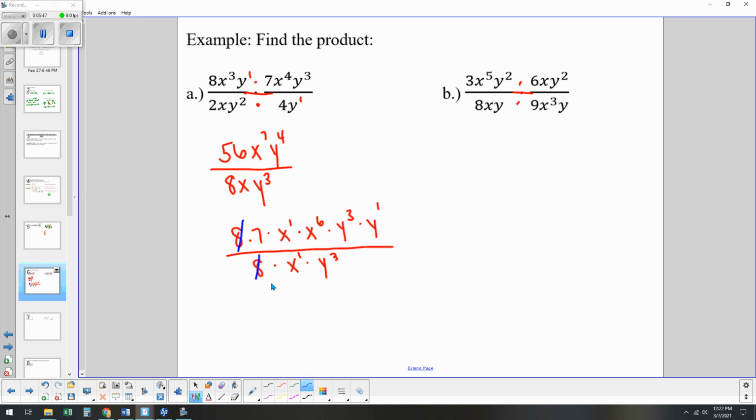8 cancels with 8, x to the 1 with x to the 1, y to the 3rd with y to the 3rd. So I'm left with nothing on the bottom, but the top is now 7 x to the 6th y. Let's look at the same thing for b.